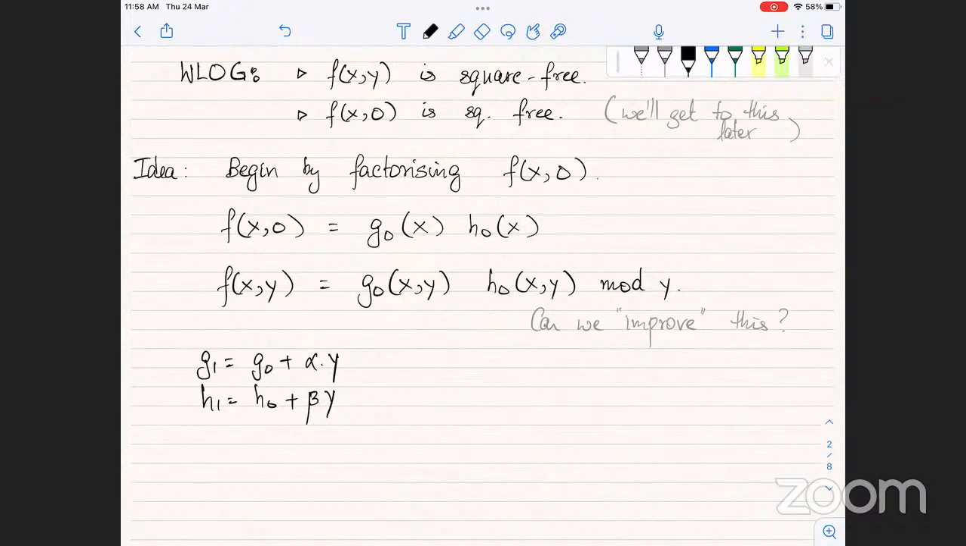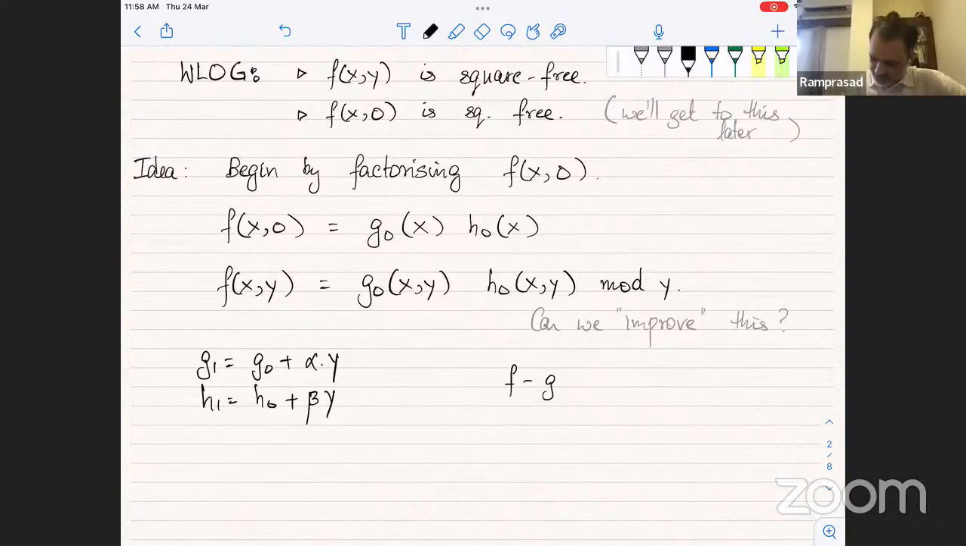And what do I know to begin with? I know that f minus g0 h0 was something that was divisible by y, because every term was divisible by y. So let's just write this as gamma times y. So this is our current situation. I have g0 and h0. I'm supposed to figure out what g1 and h1 should be. And in order to figure that out, I need to figure out what alpha and beta should be.